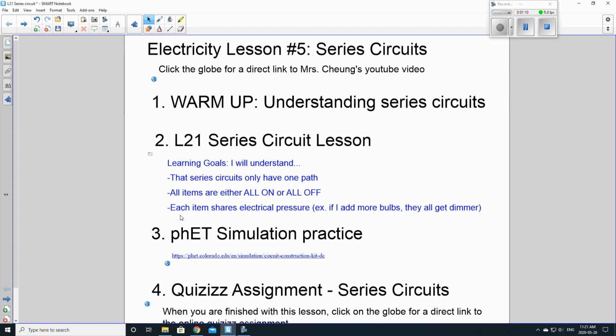Next up, each item shares electrical pressure. This means that, for example, if I add more bulbs, all of the bulbs will have to share the electrical pressure, the amount of electricity they get, and then they'll all get dimmer and dimmer and dimmer. So the more light bulbs I add, everything gets dimmer.